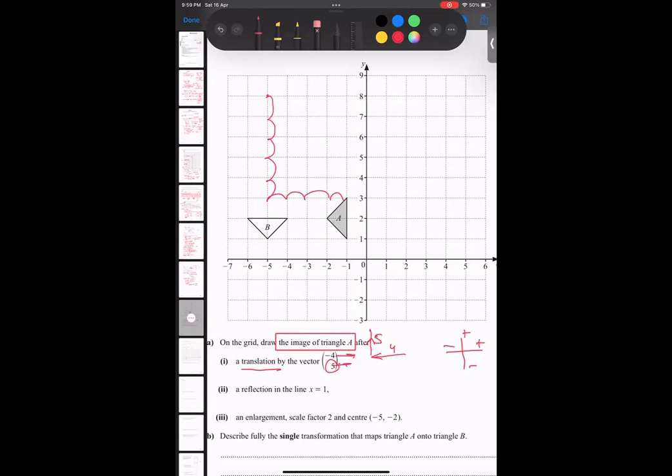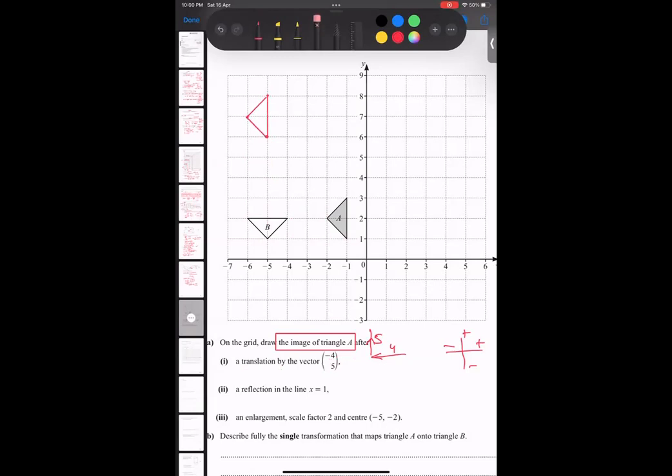Let's recheck again. 4 and 5. So 1, 2, 3, 4, 1, 2, 3, 4, 5. Correct. Similarly, count for the next point: 1, 2, 3, 4, 1, 2, 3, 4, 5. And similarly for the last point: 1, 2, 3, 4, 1, 2, 3, 4, and 5. If I erase all these lines, I get my answer. Alhamdulillah, this point is very, very clear.